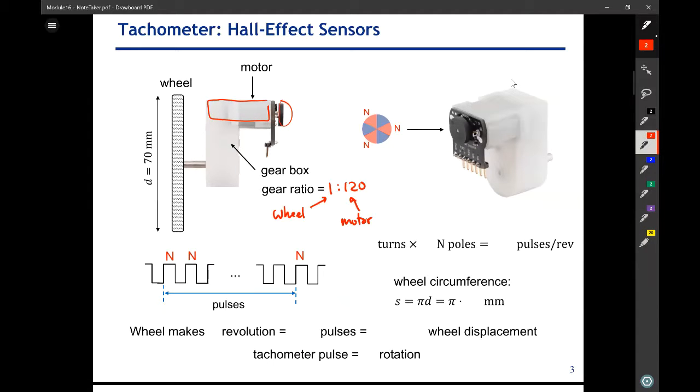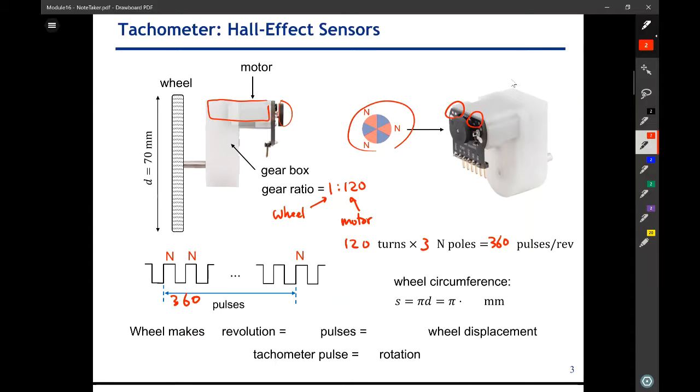We have 3 north poles here, and 120 turns, so that means we have 360 pulses per wheel revolution. Every time the wheel rotates one time, there should be 360 pulses from these two Hall effect sensors.